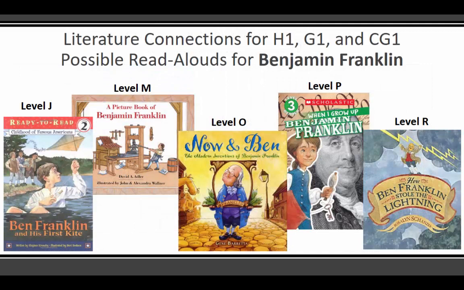The books shown on this slide are suggestions for interactive read-alouds. These specific titles are not necessary to have in order to teach these standards, but are an option if they are available in your system. Other book companies may offer books that support the same content information for this grade level.